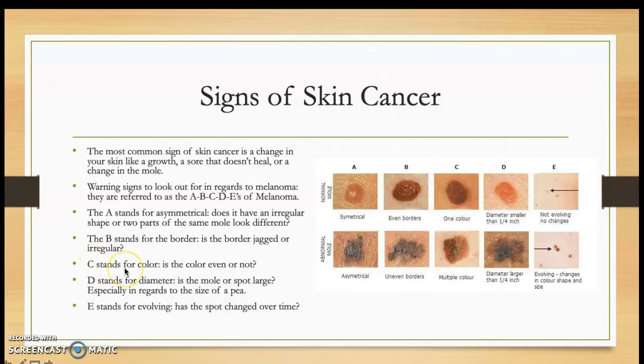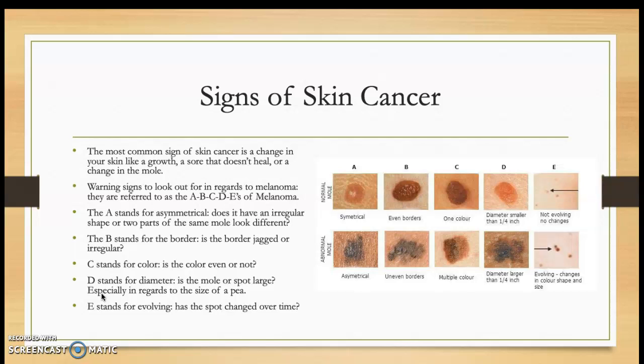And C stands for color. Is the color of the mole even or not? So if you look at this normal mole, one color, nothing's really different about it. But at this abnormal mole, multiple colors. Very light on this side, very dark on this side. So it's very abnormal.